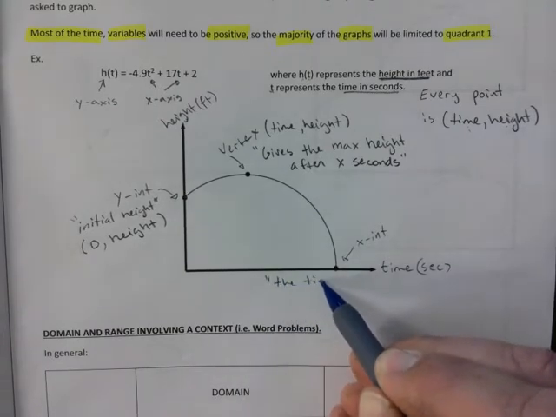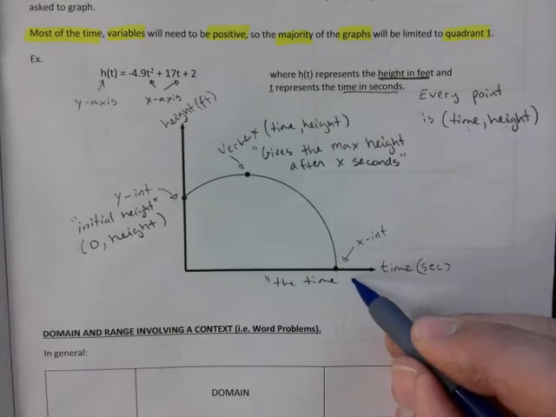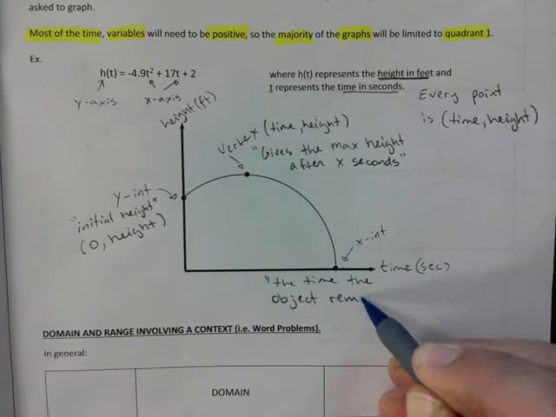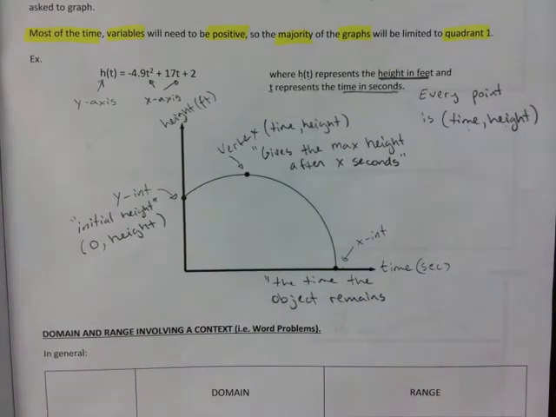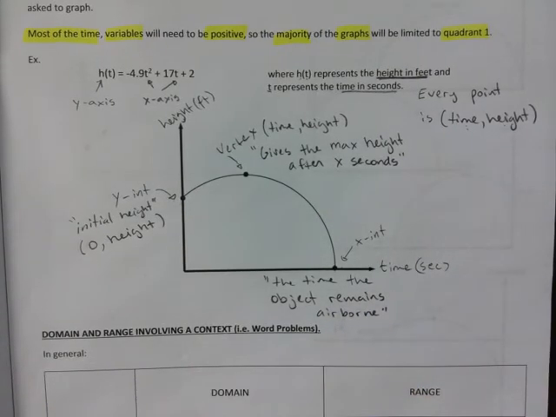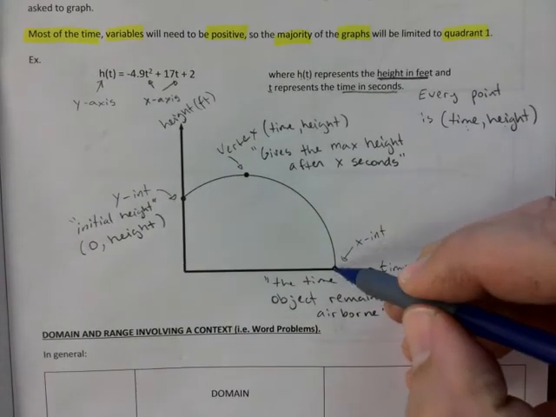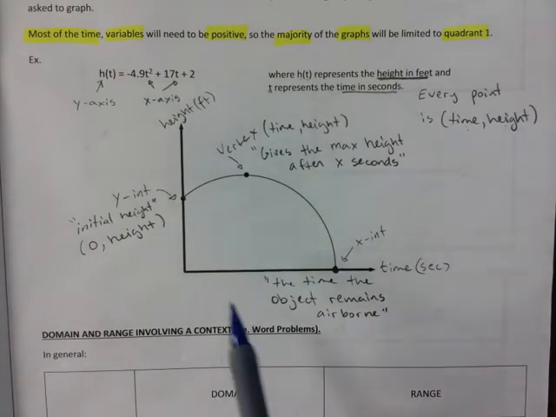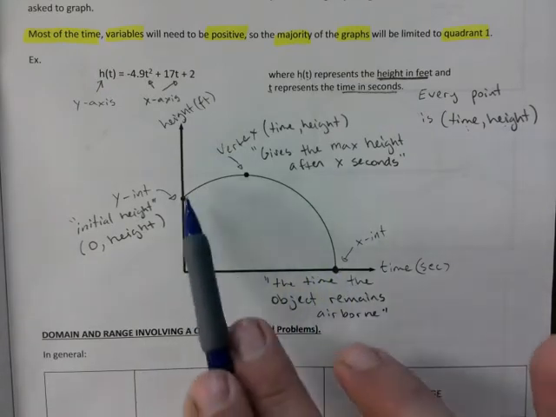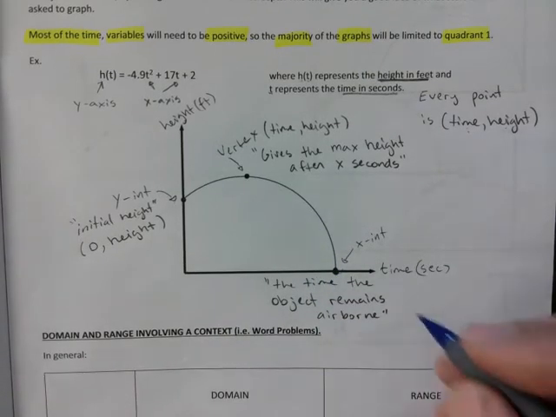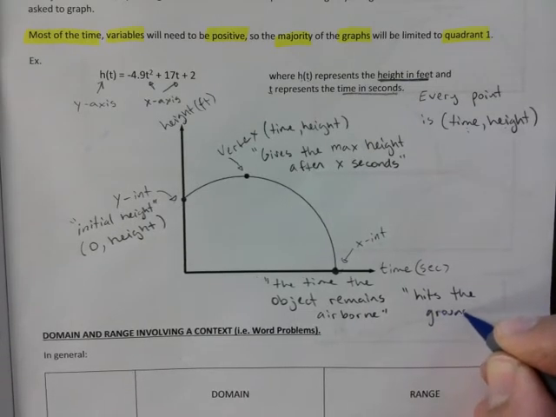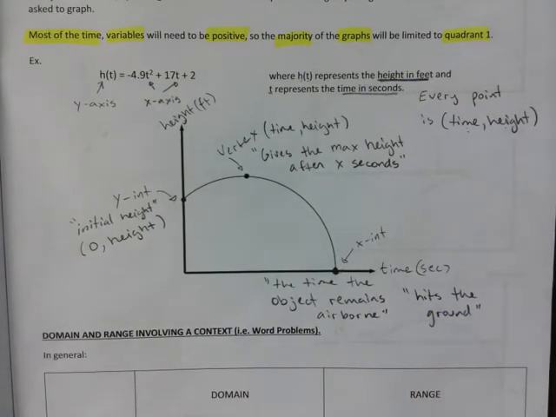The time the object remains airborne. Okay? The time the object remains airborne is found right here. So if the question says how long does the object stay in the air, or how long does it take for this object to hit the ground, let's put that on there. It hits the ground. Okay, so the x-intercept will answer that question.